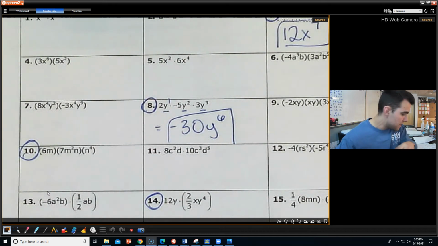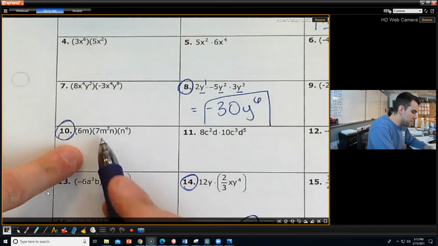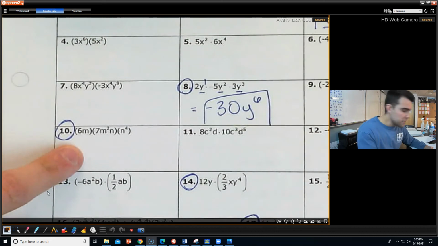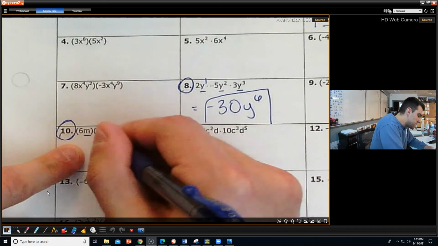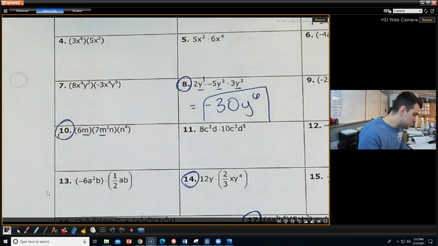Let's look at number 10 now. Again, now we have m's and we have n's, right? Okay, now we have multiple bases. That's fine. We just cannot add the m's exponents and the n's exponents. We can't do that, but we can add the m's, and then we can add the n's and put them next to each other, just like chilling. That's what they're doing right now.